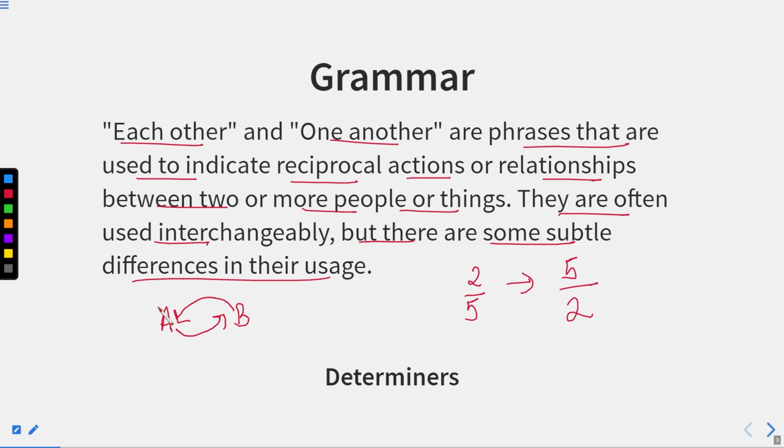But what is the difference between each other and one another? We are going to discuss that in this session only. Now here one thing is written, that they are often used interchangeably. Now what does it mean? That we will also elaborate in this session only. So let's begin this session.